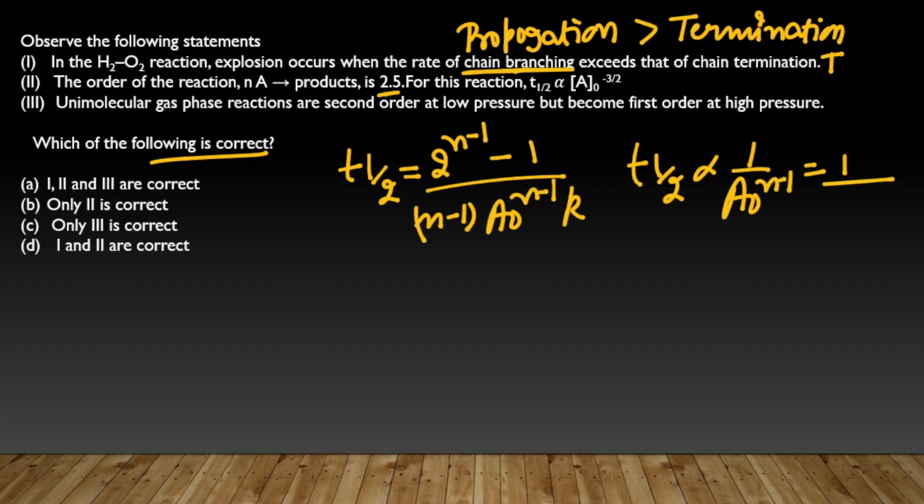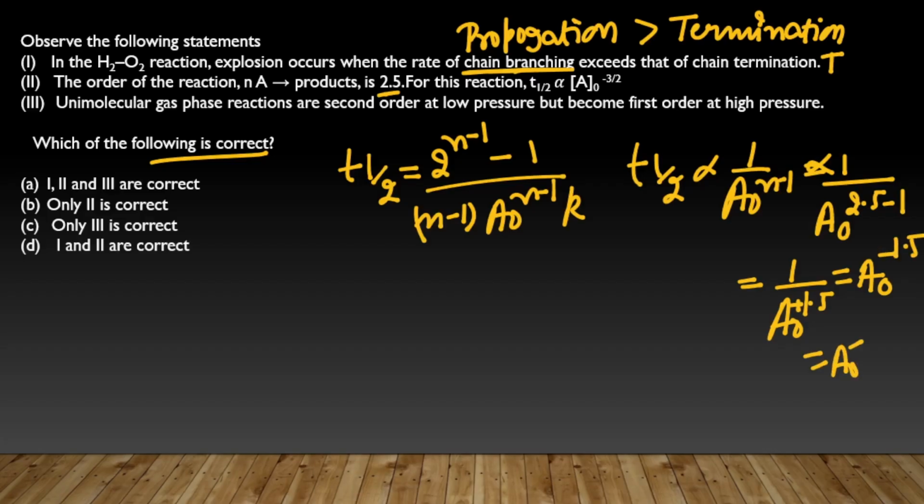Now here the order is given to us as 2.5. So this becomes 2.5 minus 1, which is 1.5, so 1 upon A naught raised to the power of 1.5, which is A naught raised to the power of minus 1.5, which is nothing but A naught raised to the power of minus 3 by 2. So this statement is the true one, right? Next is unimolecular gaseous reactions. They are second order at low pressure, but first order at higher pressure.